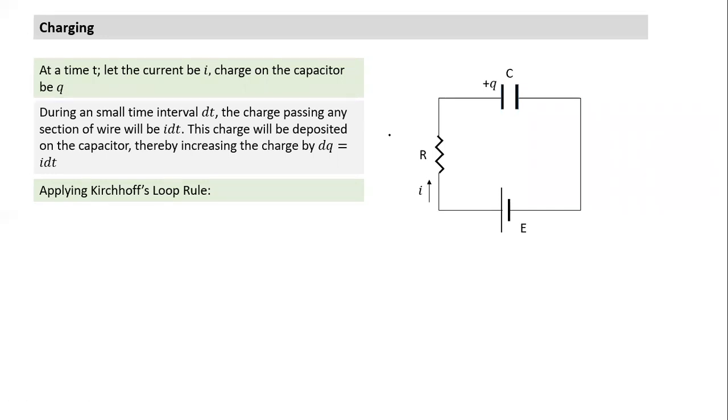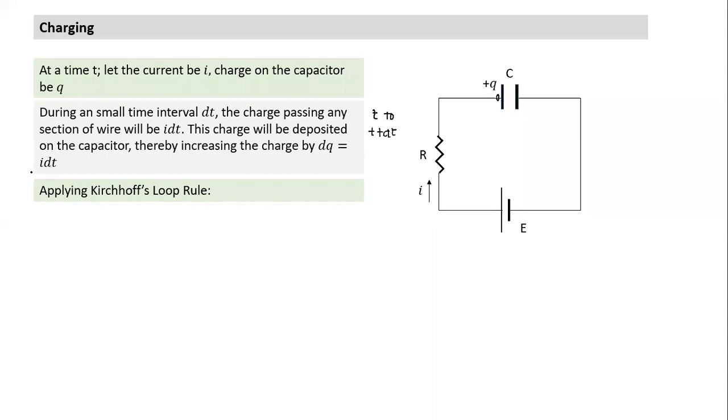If we take a very small time interval dt, from time t to t plus dt, what happens during this process? All the charge which is crossing this cross section, the lead wire connecting to the positive plate of the capacitor, all the charge passing through will get deposited on the plate of the capacitor. How much change in charge on the capacitor takes place? The charge deposited increases the charge by dq. What is the increase in charge in time dt? That will be equal to I dt. So during this time interval dt, the charge on the capacitor increases by I dt.